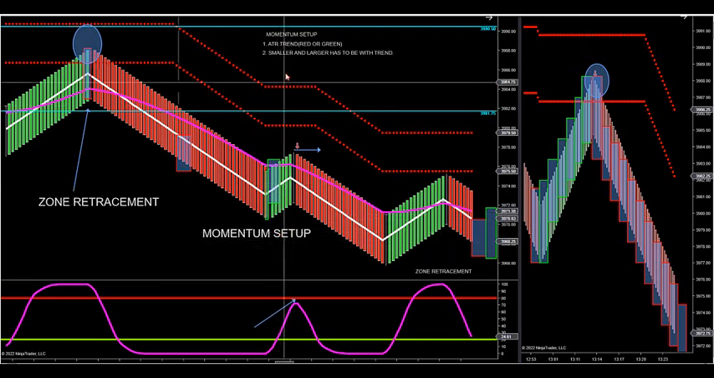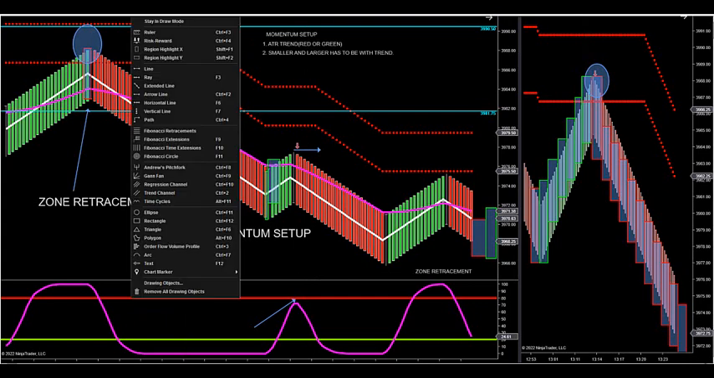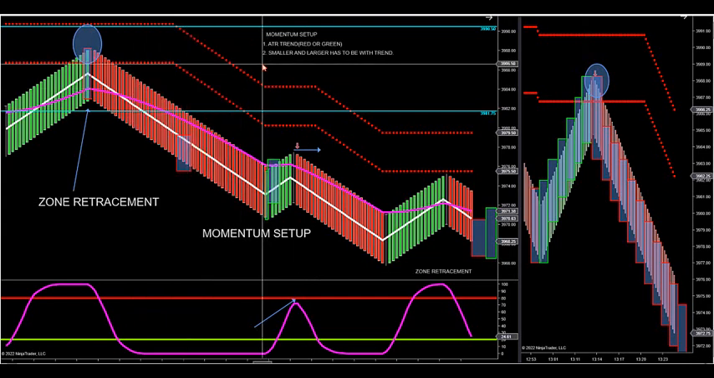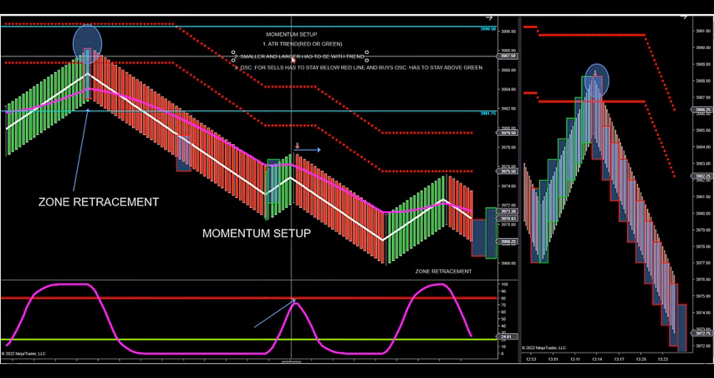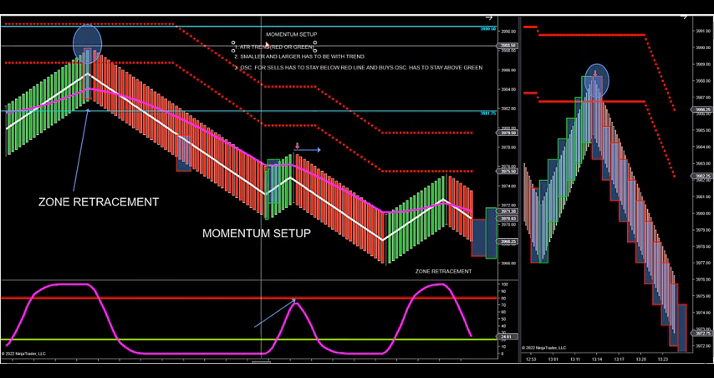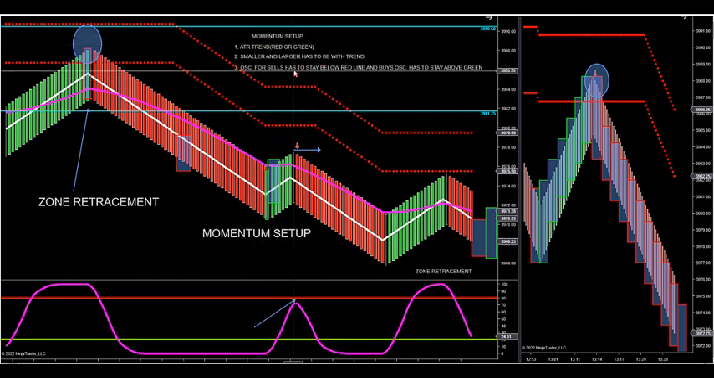Okay, all you members. So the momentum setup, small or larger, had to be a trend, and then our oscillator for sales has to stay below the red line, and for buys the oscillator has to stay above green. Okay, I'll show you the buy here in a second. There's 4 or 5 good setups here today. There was an ungodly amount on the NASDAQ today. I'll show you in a sec.